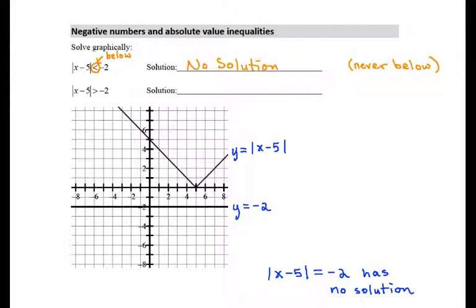The second one, however, the inequality symbol is a greater than, which we would interpret as above. So if I read this as V above line, and I look at the graph and try to highlight the parts of the V that are above the line, well, I can see that this is above the line. I can see that all of this is above the line, and that in fact the whole thing is above the line, right? So if the V is always above the line, then that really means that all real numbers are solutions.